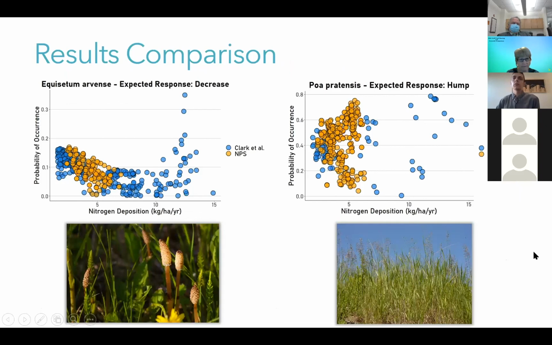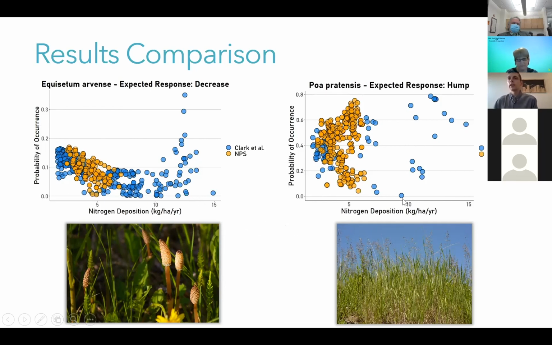So next, we applied those to the probability of occurrence models provided by Clark et al. and compared our results to the original results from that paper. You can see here for Equisetum arvense that our results follow pretty closely to the original response of the species from the Clark et al. paper. It's following that decline curve there.